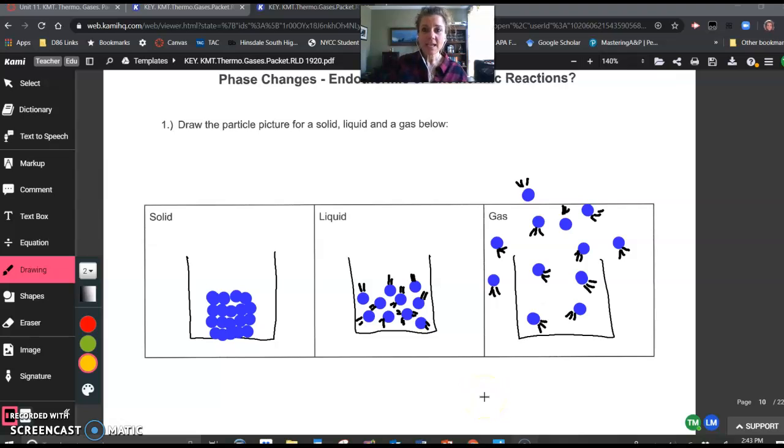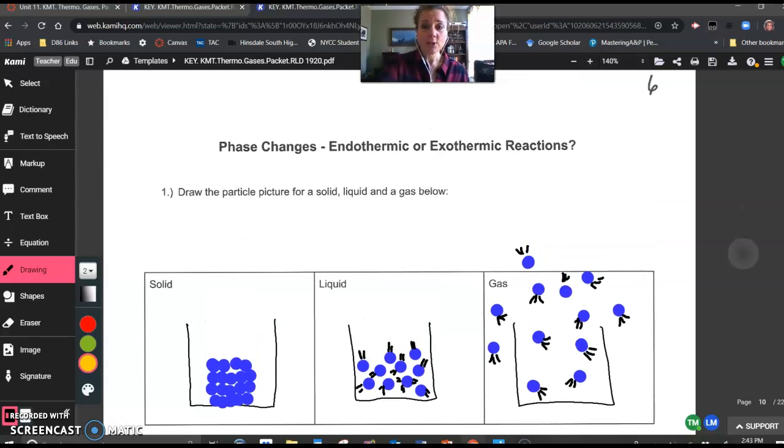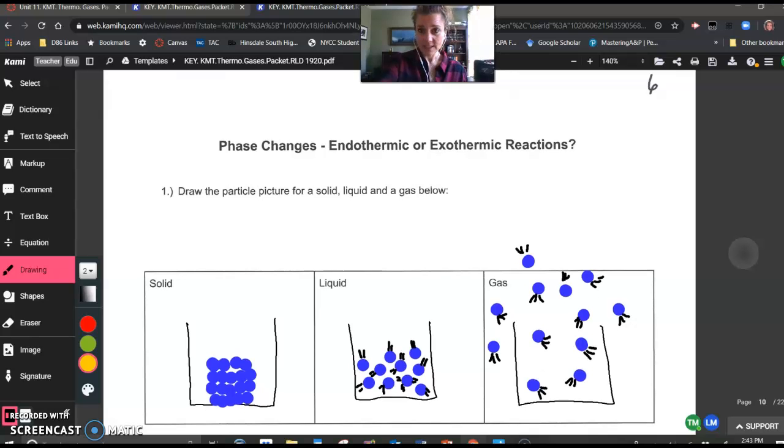We're going to talk today about endothermic and exothermic reactions. These classifications apply to phase changes and also to chemical reactions. So if you need to put this on pause, go ahead and find the appropriate page in your packet that says phase changes and endothermic or exothermic reactions at the top.